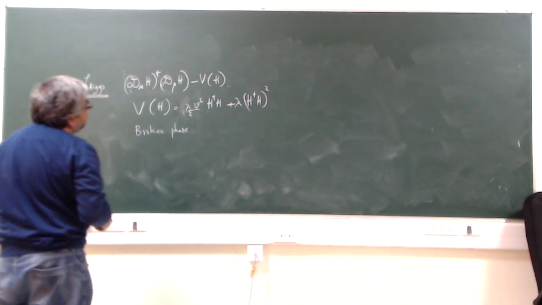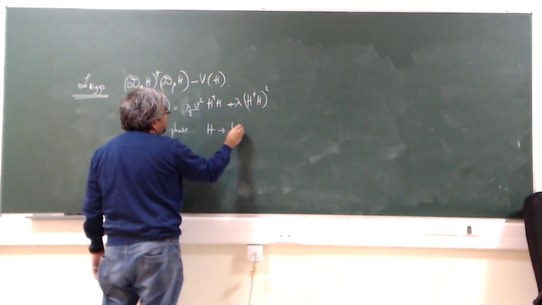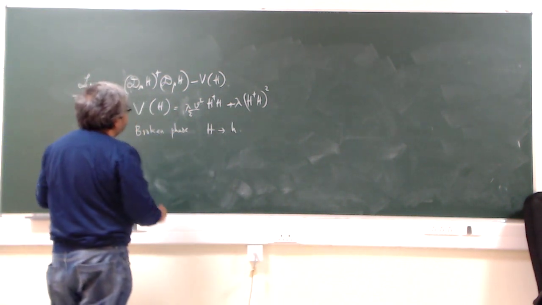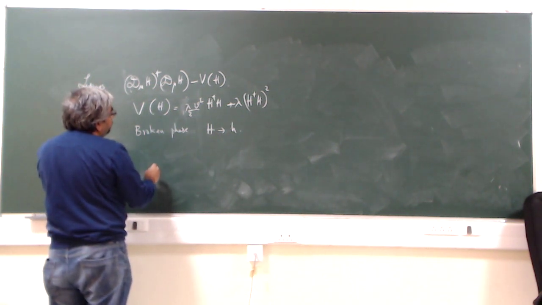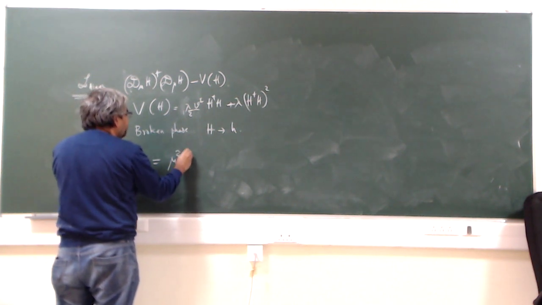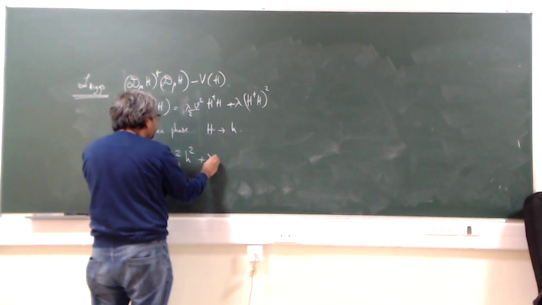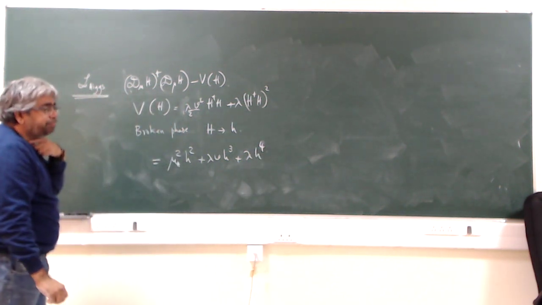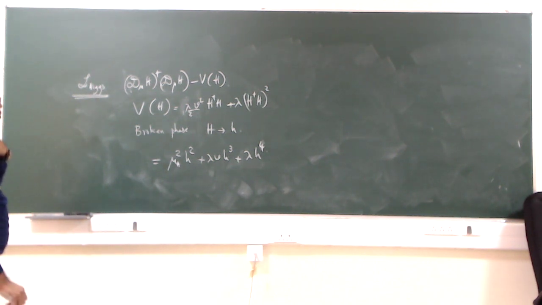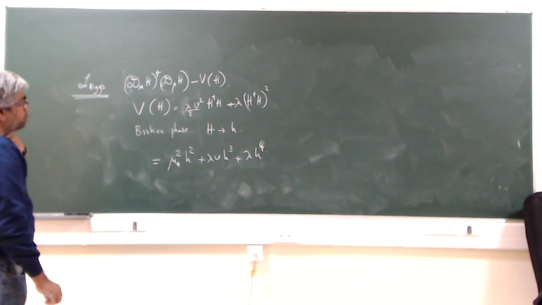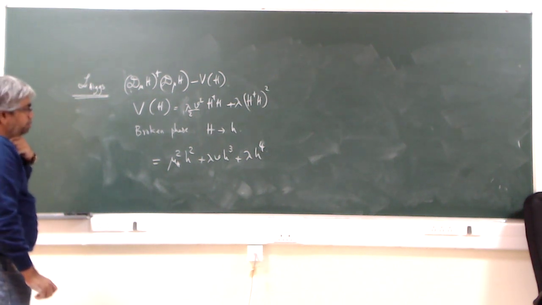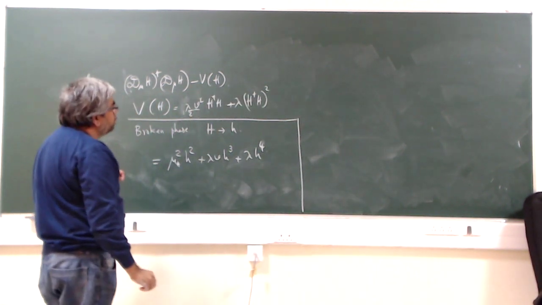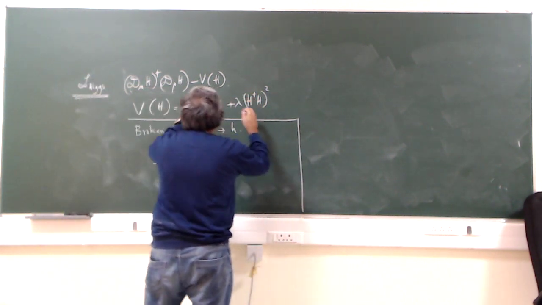Now in the broken phase, you can replace H with v plus h. So when you replace, what you will have is essentially mu_H square h square plus lambda v h cube plus lambda h to the fourth. So this is your Higgs potential. But let's consider this in the present phase. Okay, I shouldn't write this thing.